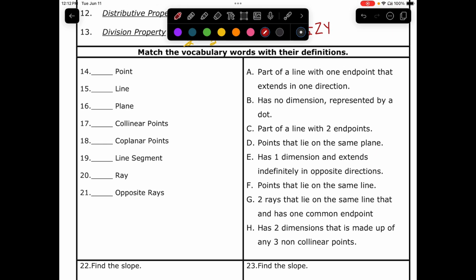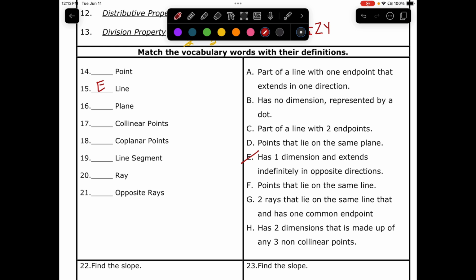Try number 14. All right, number 15. Let's see if we can figure out which one this is. All right, here we go. So a line has 1 dimension and extends indefinitely in opposite directions. Try number 16.